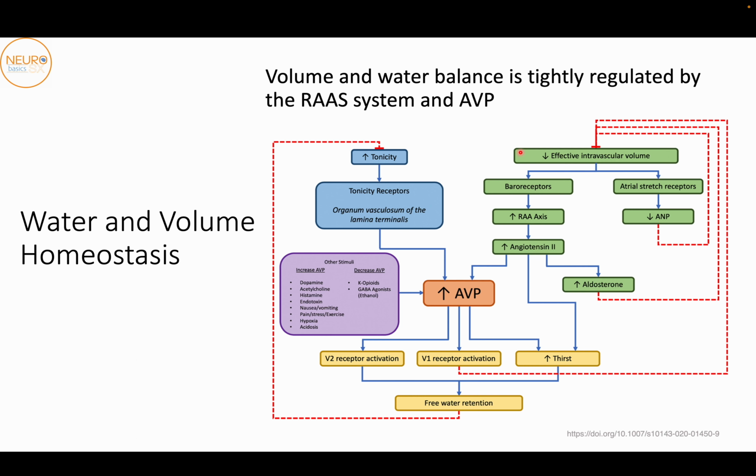Whenever, on the other hand, you have decreased effective intravascular volume, that will affect both your baroreceptors and atrial stretch receptors, and as a reflex response, you will get an increase in angiotensin 2 levels, which will increase arginine vasopressin levels as well as aldosterone levels, and most of these will work to bring back your intravascular volume.